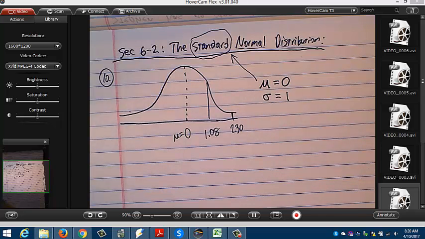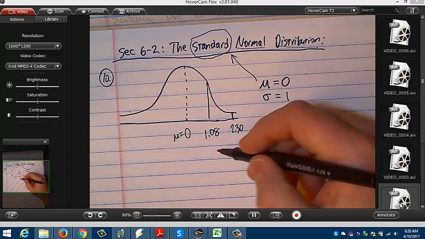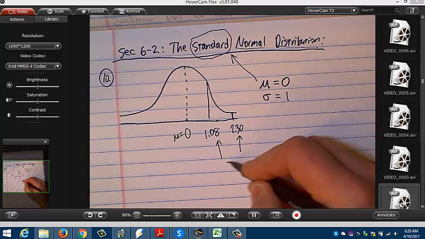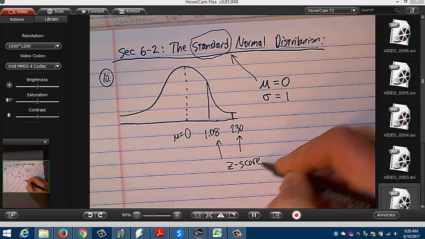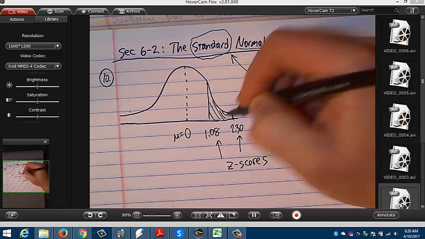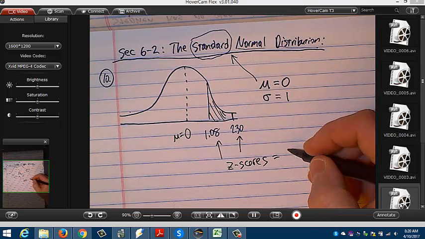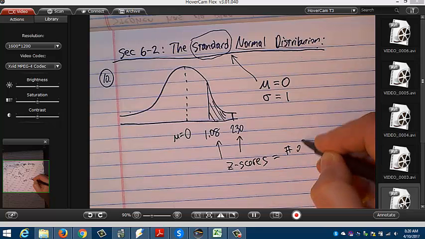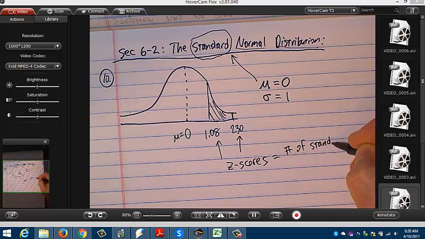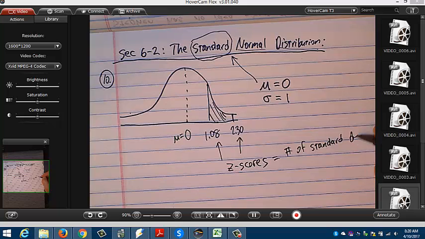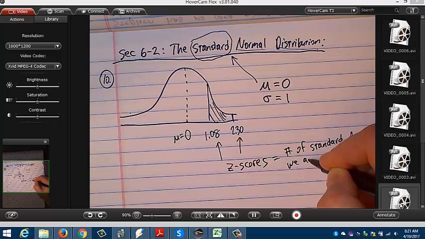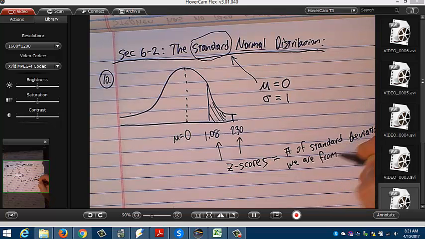And I guess one last thing you should know is that these numbers here, these are what we call z-scores. Z-scores. Those are the number of standard deviations we are from the mean. Okay, the number of standard deviations we are from the mean.